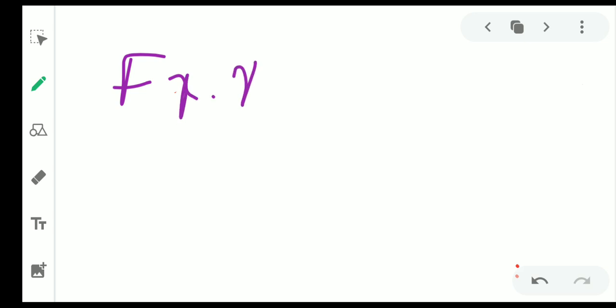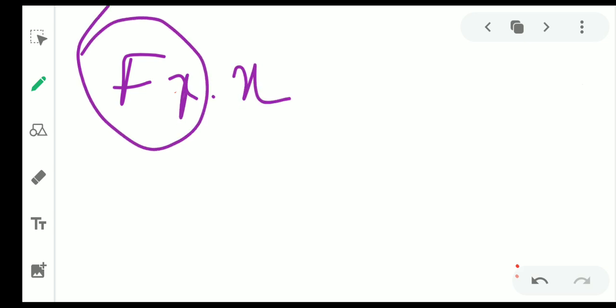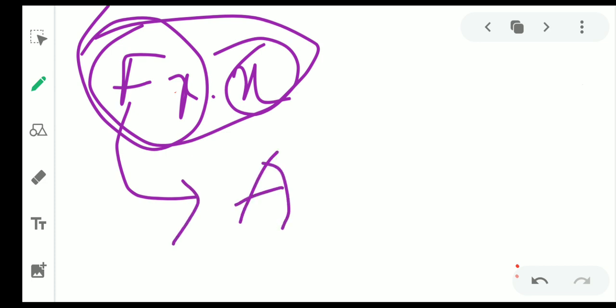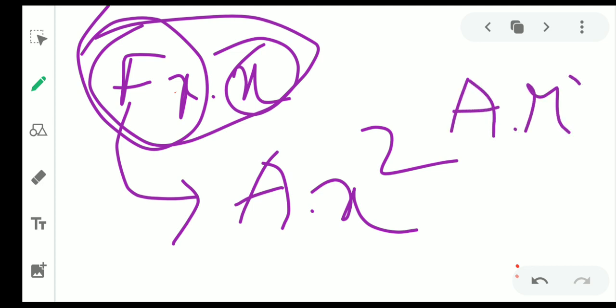Fx into x: Fx is the first moment, and when we multiply with x, it becomes the second moment or moment of inertia. But instead of force we are taking area, so it becomes A into x square, or according to the distance we can write it as A into r square. Suppose here r is the distance from which the moment is to be calculated. So it becomes A r square.